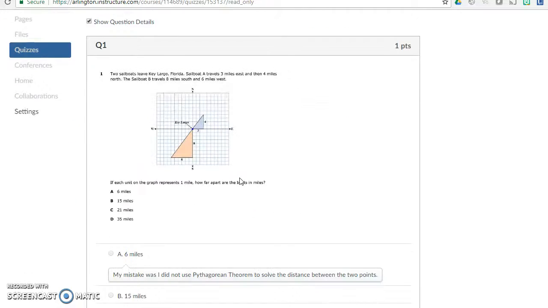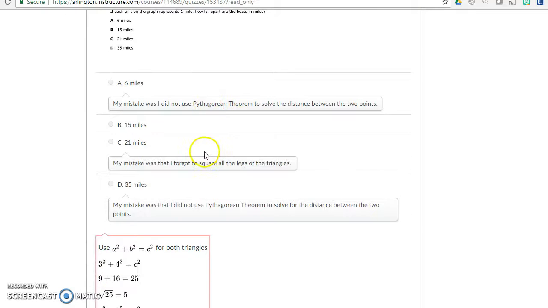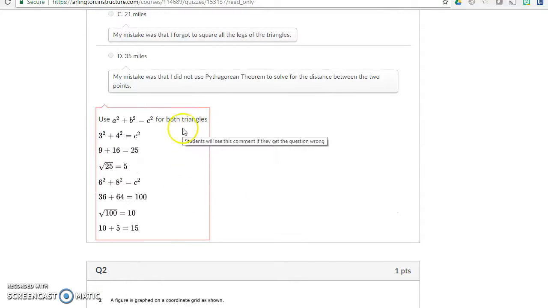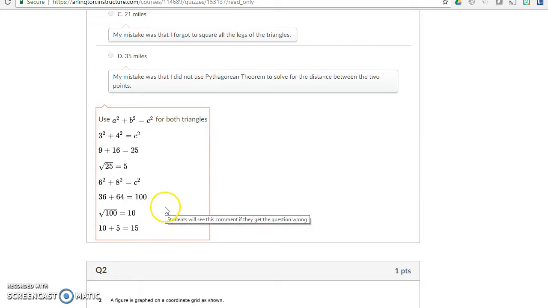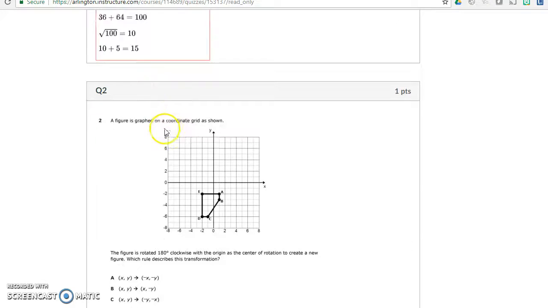This first question you can see has their different mistakes that they would make from incorrect answers. And these are more of the reminders. And then we have more tier two, tier three, more detailed supports on how to solve the problem correctly.